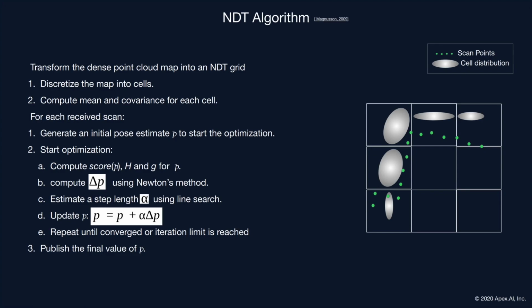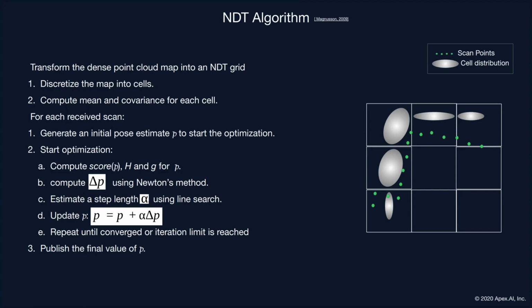After the pose estimate is generated, we can start optimization. And for this scan and the map and the pose P, we compute the score, the Hessian of the score, and the gradient of the score. Using these values, with the Newton's method, we get the direction delta p. And then we compute the step length alpha using line search for this delta p. And then we update the pose with this computed direction and the step length. After this, we check for convergence.